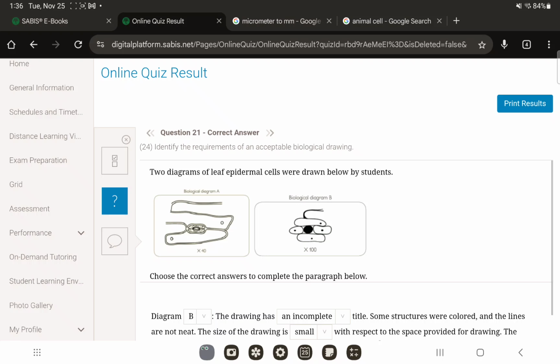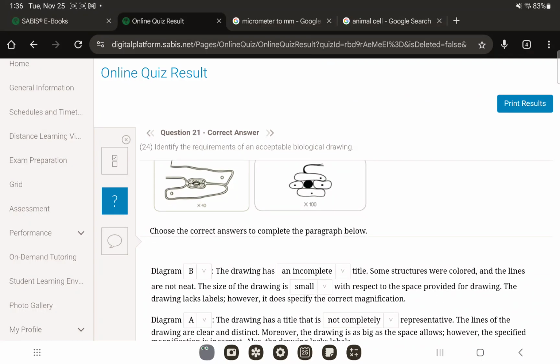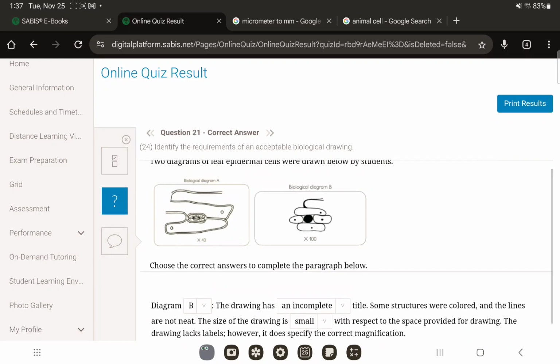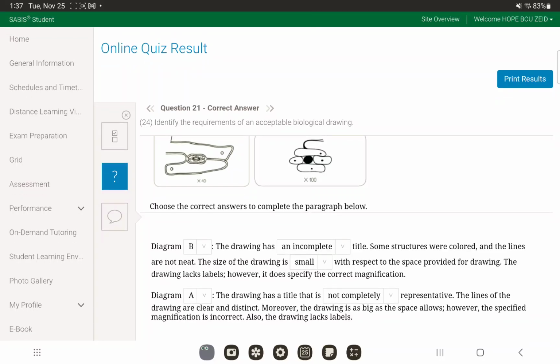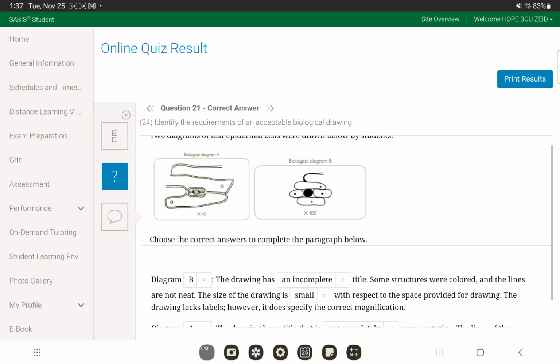Okay, 2 diagrams of leaf epidermal cells were drawn below by students. Choose the correct answers to complete the paragraph below. Okay, diagram B, the second one. The drawing has an incomplete title. Yeah, it doesn't have a title, as in it doesn't say what this structure or what this drawing is.